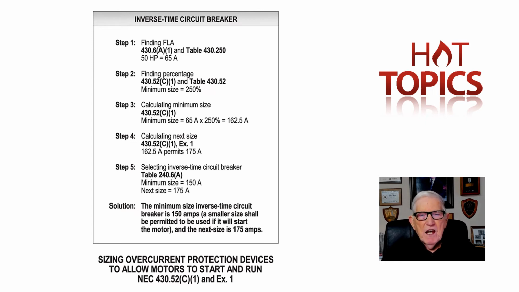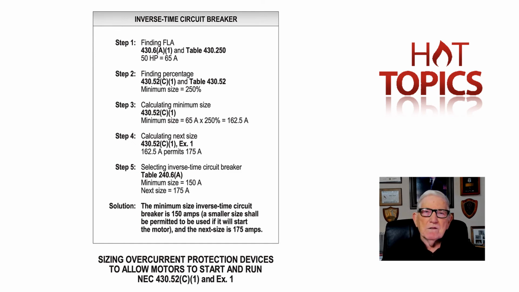Now, the application of 430.52C1 or the exception 1 would be applied after we perform the math. So looking at 162.5, we could round up to 175, and that's the size overcurrent device, or we could round it down to a minimum size of 150. But I would like to point out now, you can always go lower than what we see in step 4 and 5 if it'll start the motor.